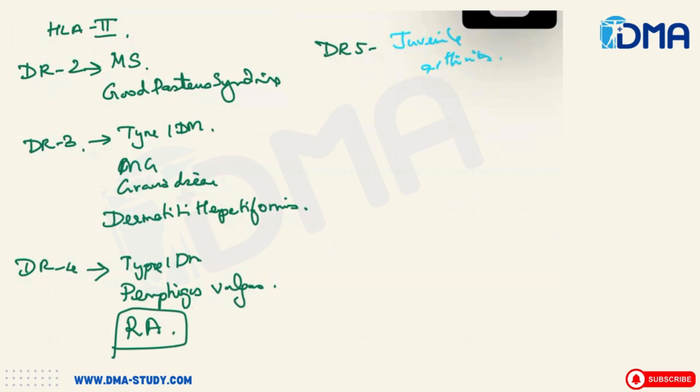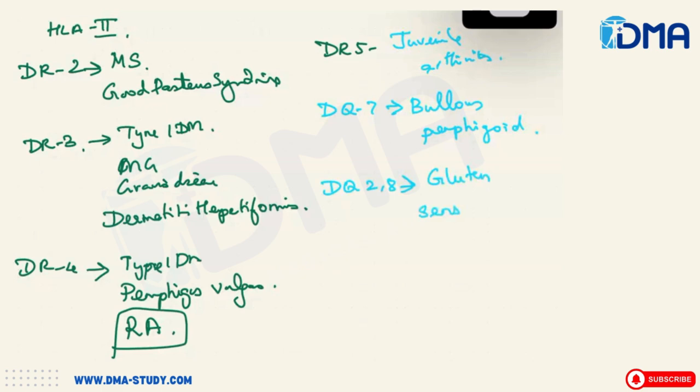Then DQ7 mutation will lead to bullous pemphigoid. DQ2 and DQ8 will lead to gluten sensitive enteropathy. Gluten sensitive enteropathy will be seen in the mutation of DQ2 and DQ8. So this is what is regarding the inflammation part.